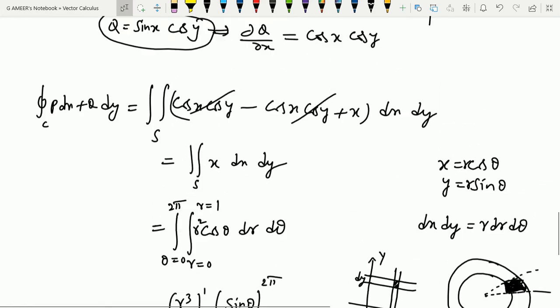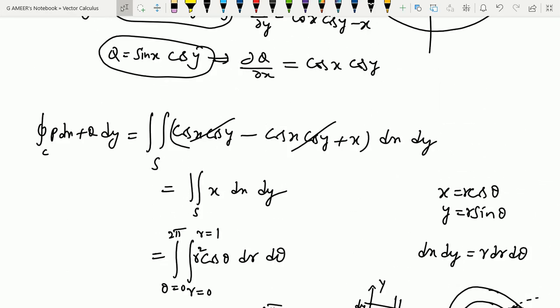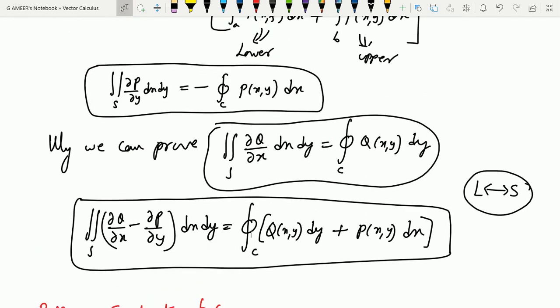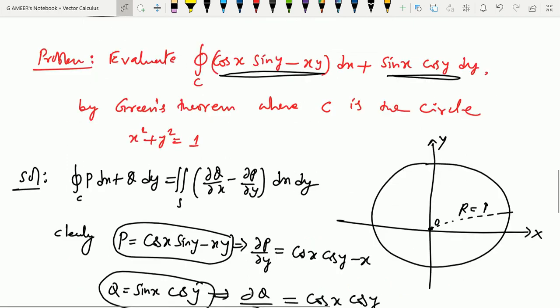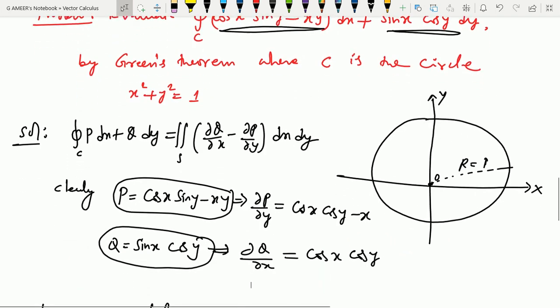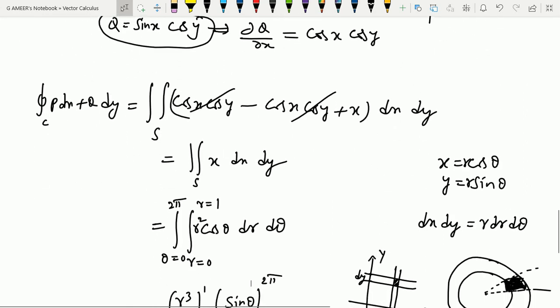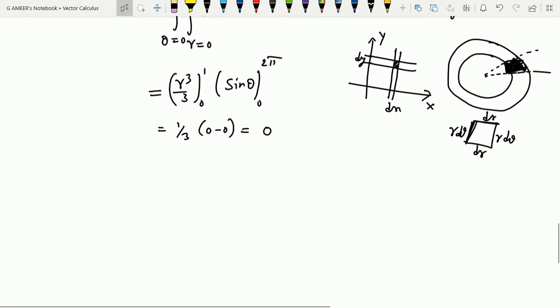So whenever a cylinder is there, it is better to use cylindrical coordinates. If a sphere is there, use spherical coordinates. That is, polar coordinates and parametric forms will be useful for us. Let us go for another problem.